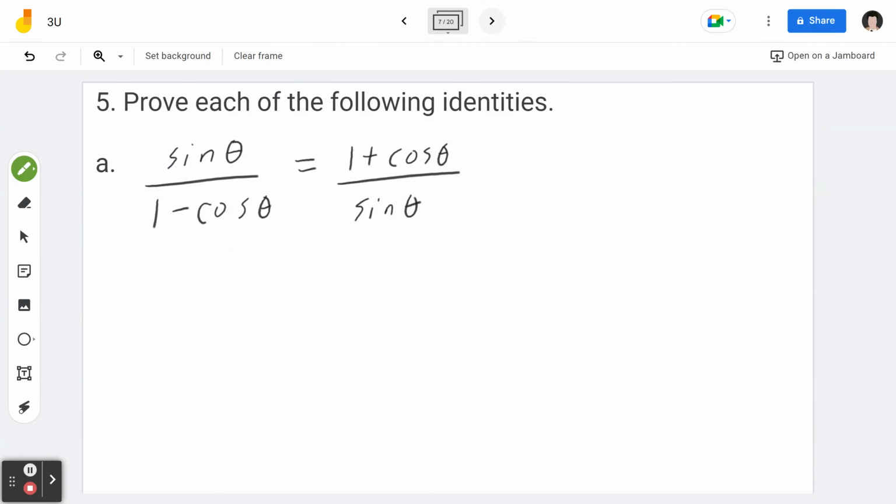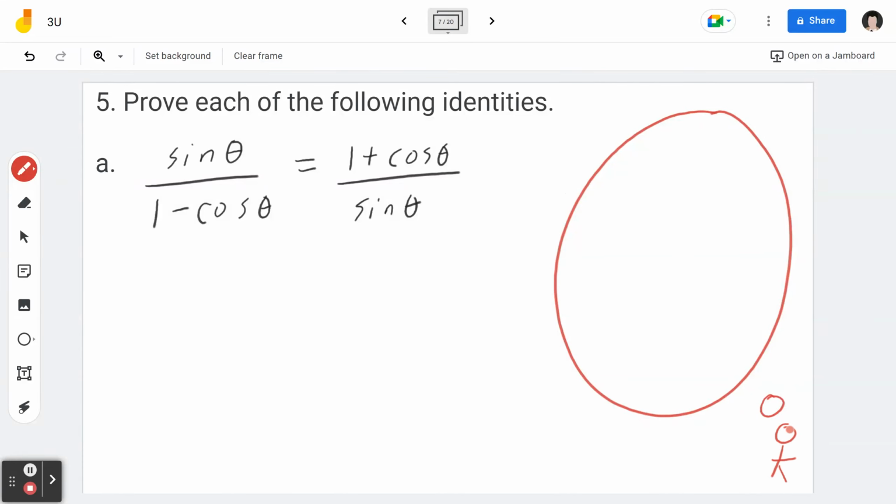Example number 5, part A. Prove each of the following identities. Now again, there's so many tools that we can use from the toolbox. There's a lot of steps. I'm going to write them on the side for you. So these are the general guidelines. It's not exactly every single step, but I would say the most important 3 steps.